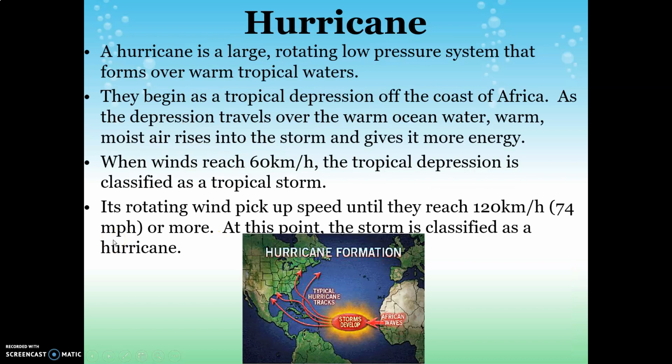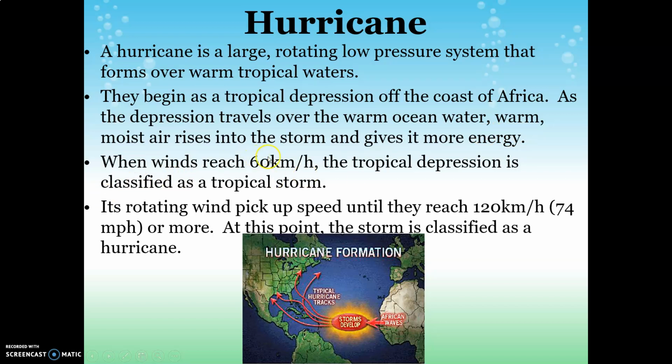A hurricane is a large, rotating, low-pressure system that forms over warm tropical waters. They begin as a tropical depression off the coast of Africa. As the depression travels over the warm ocean water, warm moist air rises into the storm and gives it more energy. So the warmer the water, the more energy the storm gets.